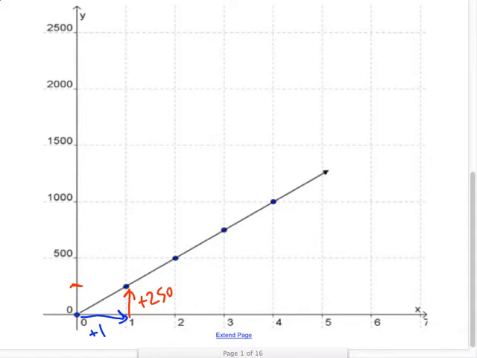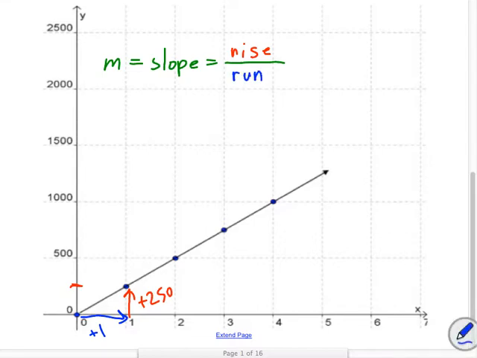Okay? Do you guys remember that the formula for slope, remember m is the variable that we tie to slope? Okay, sometimes you'll see m, sometimes they'll spell it out as slope. Slope equals the ratio of rise over the run. Okay, and if we calculate our slope here, what we end up with is 250 over 1. Okay, are we good? Any questions so far?